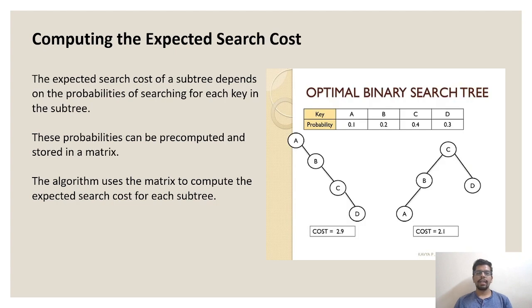Computing the expected search cost. The expected search cost of a subtree depends on the probabilities of searching for each key in the subtree. These probabilities can be pre-computed and stored in a matrix. The algorithm uses the matrix to compute the expected search cost for each subtree.